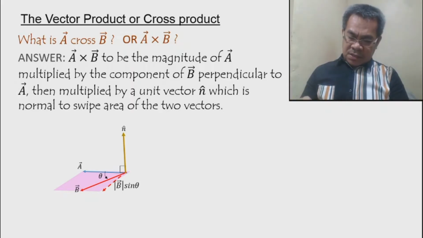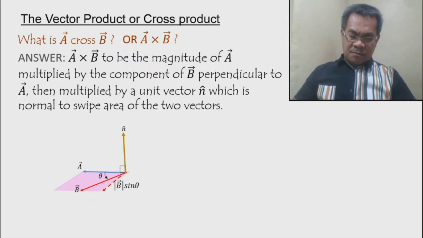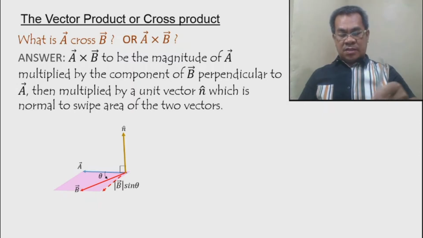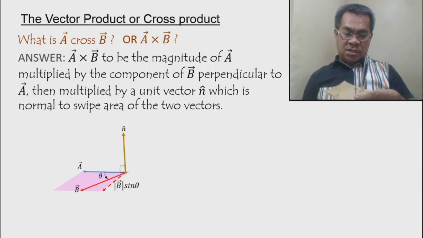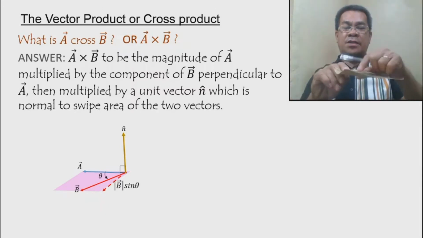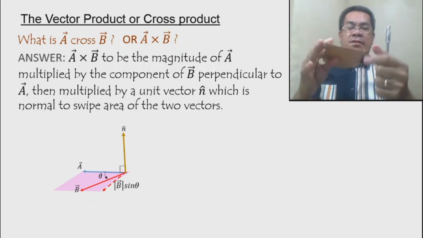point. This is the component of B. This is B sine theta. So this one multiplied by this will be the swipe area, and this will rotate. Okay? So this will rotate in the direction of the theta. While rotating, it will move upward. So this will be the result. It will move upward. Okay?